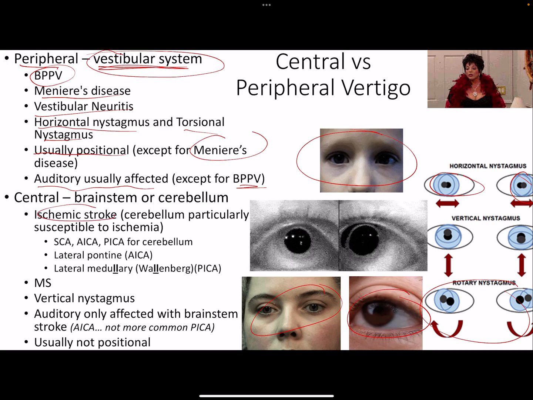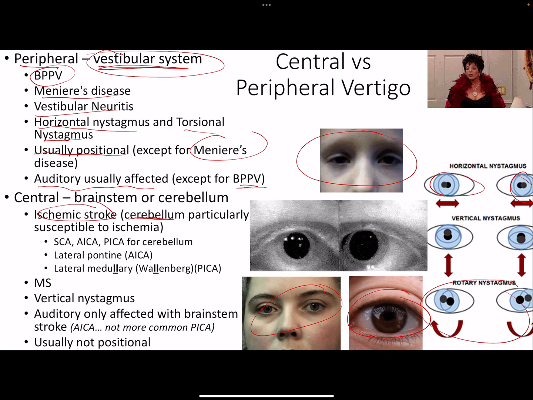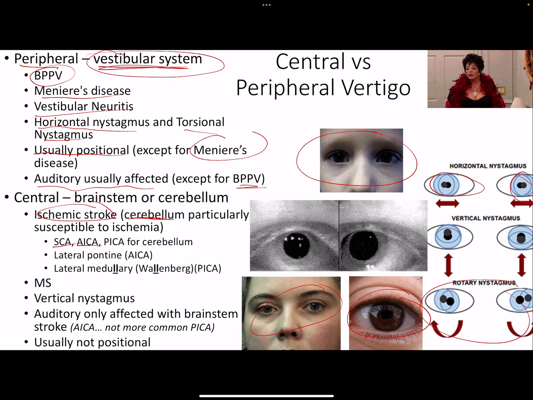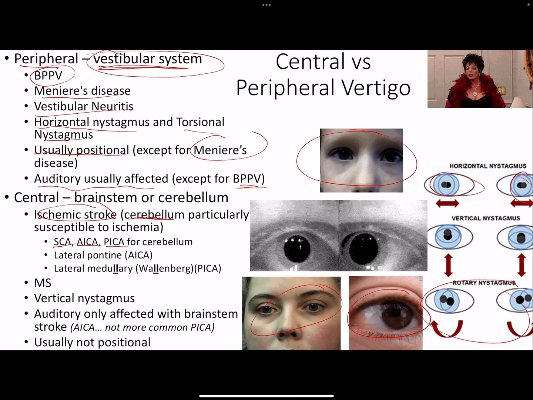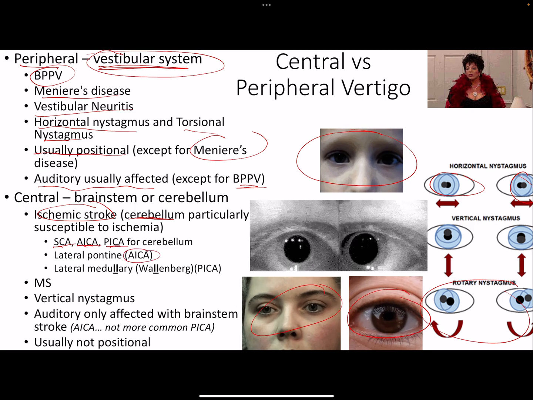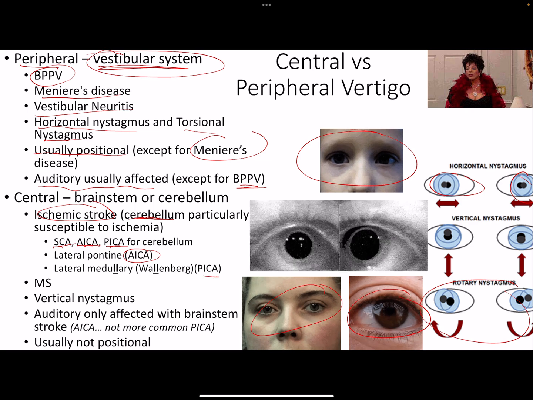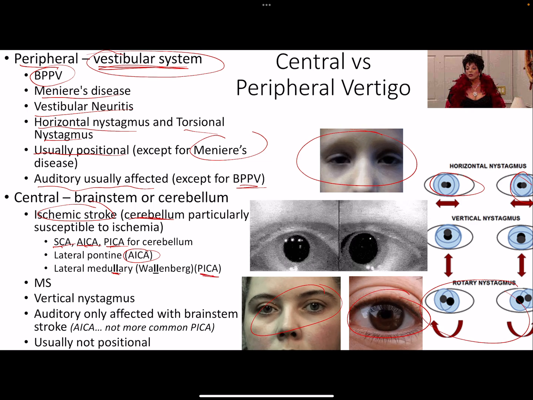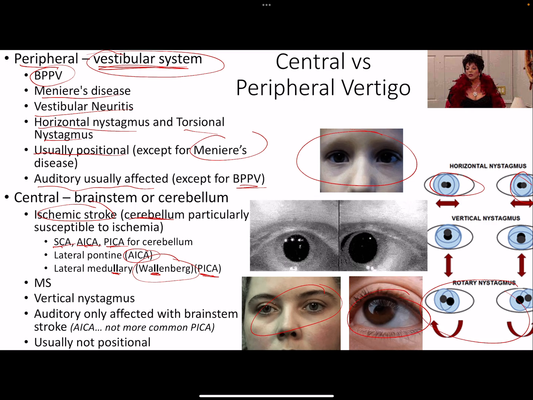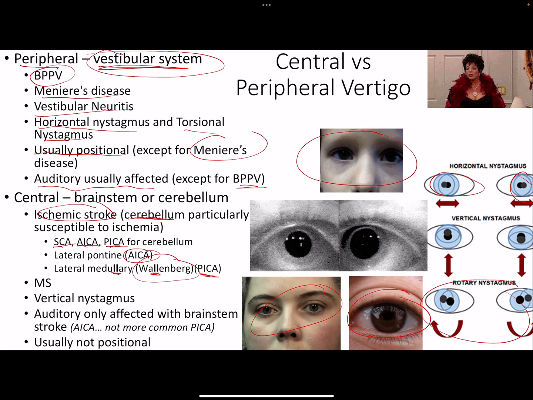So we could have an ischemic stroke. The cerebellum, obviously integrating these three inputs, is going to be important. The SCA, AICA, and PCA are all going to the cerebellum. The lateral pontine could be the AICA. Remember, this is a little bit more sound, but the more common one is the PICA. And I remember the medullary in Wallenberg, just so you know that name. This could also be an issue. Cranial nerve 8, despite the rule of 4s, is kind of in both territories.